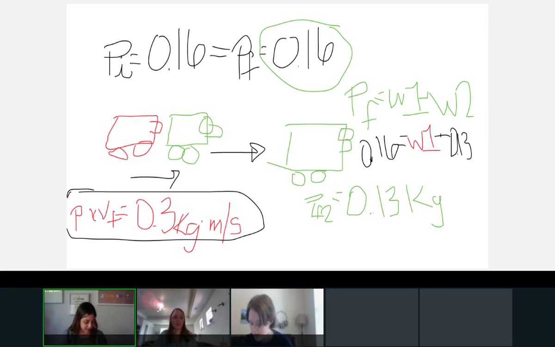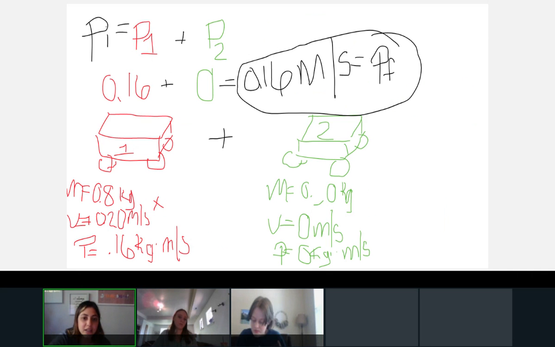What are you looking at? Yes, tell me. I thought wagon one's momentum was 0. Wagon one's was not 0. That was wagon two. So remember we just did the initial, right? So we had to do the initial to find out what the total momentum was.